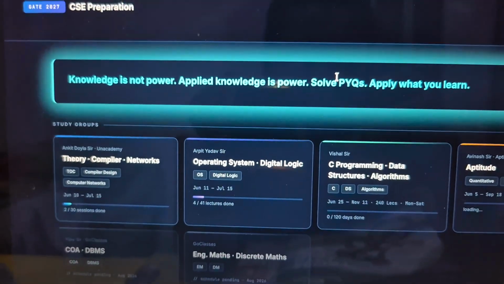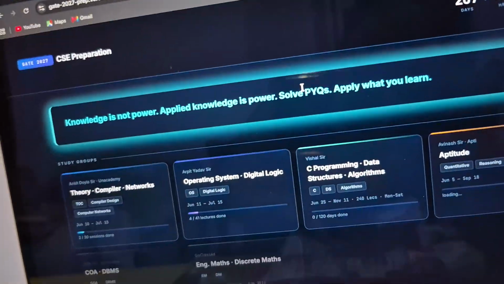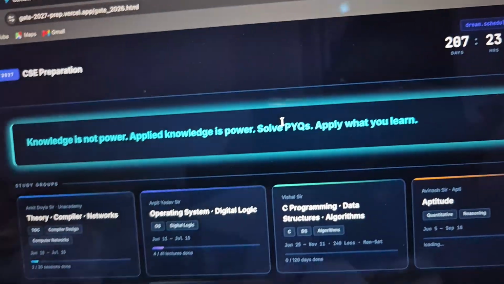So this was for algorithms that I've shown, recurrence relation, PYQs. Now I'll show CD, what I've studied for CD. Sorry for my camera angle.